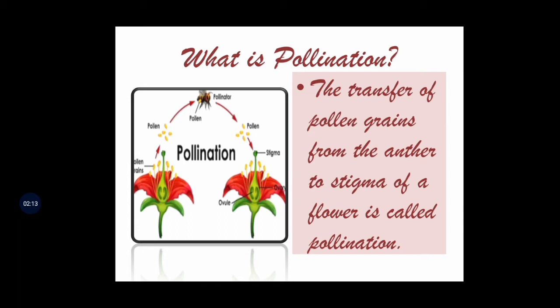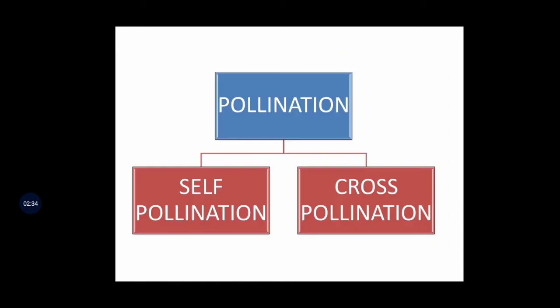Dear students, you must note down these things. Pollination is the first important event in the development of fruit and seed. Pollination is followed by the process called fertilization. There are two types of pollination that take place in flowering plants. They are self-pollination and cross-pollination.